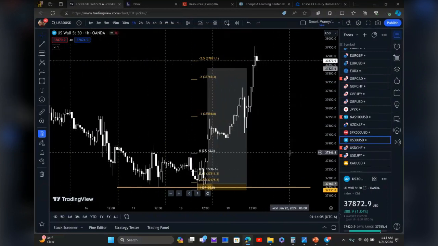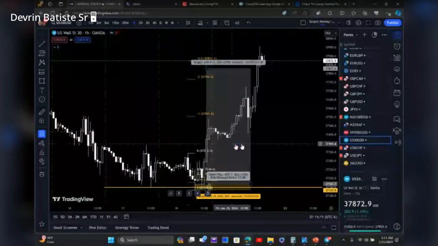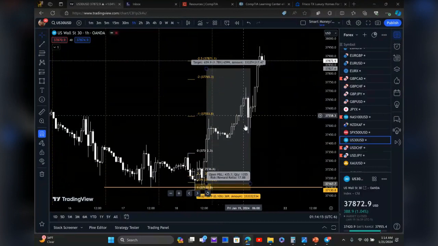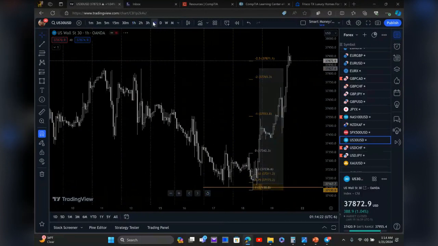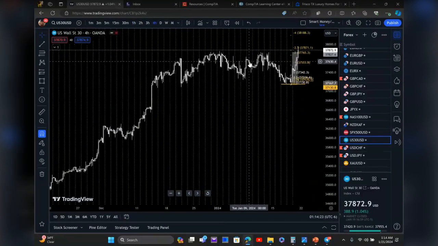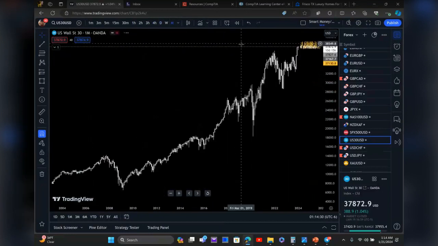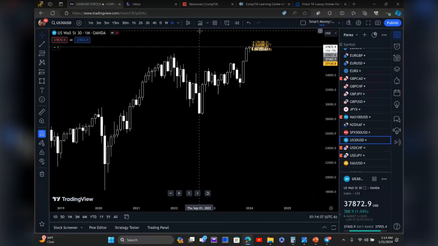Say for instance, see this breaker structure right here on the 1 hour, fair value gap, order block down here. Most likely price is going to come down, tap you in, and then send you up to the -4. All right. Let's see what we got at the -4. At the -4, we don't have anything. There's nothing. That would be all-time highs. And we're at all-time highs right now.